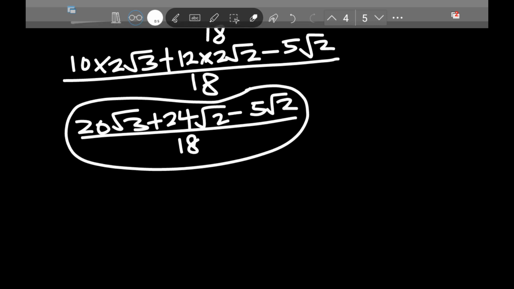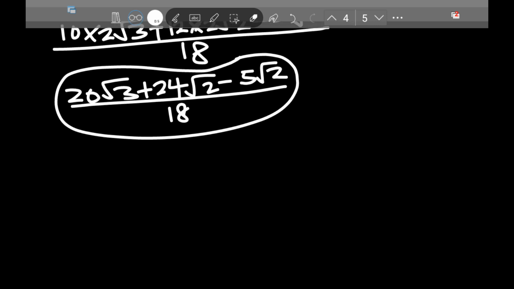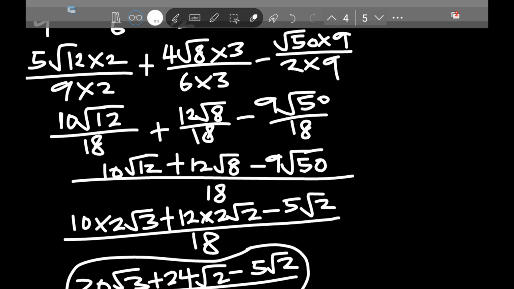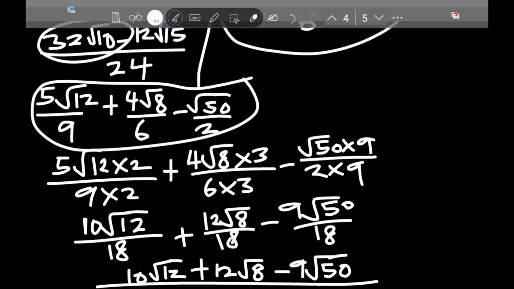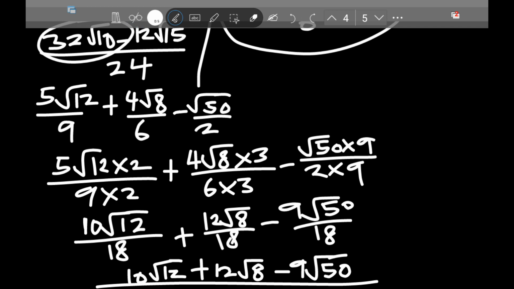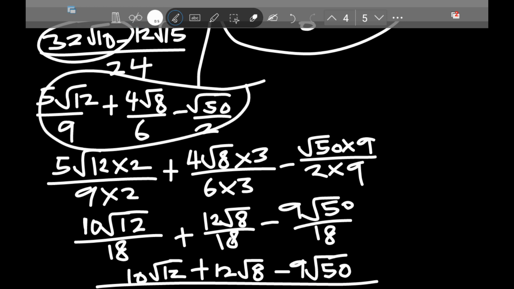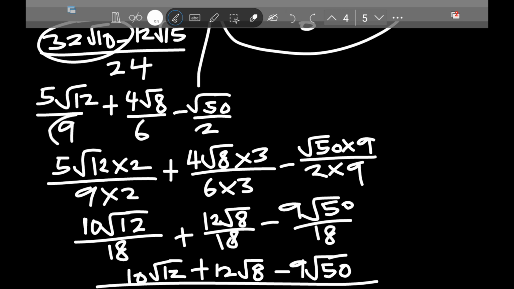So let me move it slightly upward. But before I move it slightly upward, let me just give you a recap of what I've just taught you. Now over here is the question I gave you on salt. So you can see it here. So what we did first was we looked for the LCM, which is the least common multiple of 9, 6, and 2.